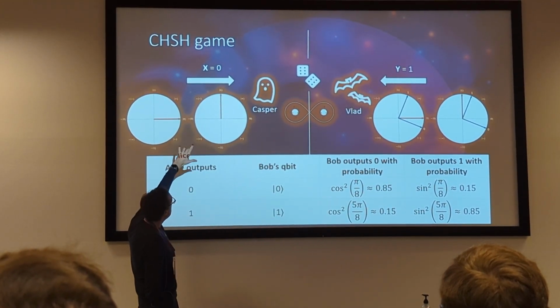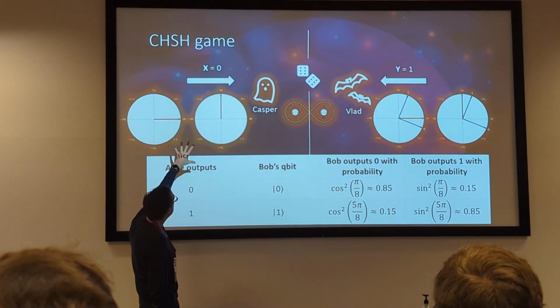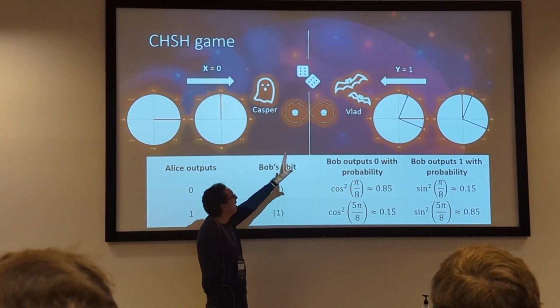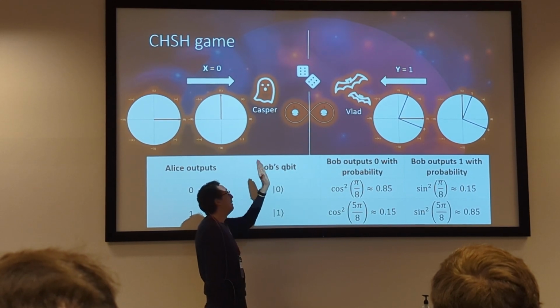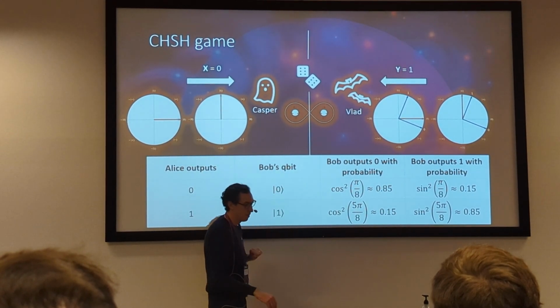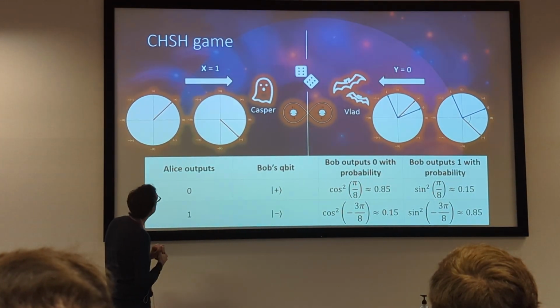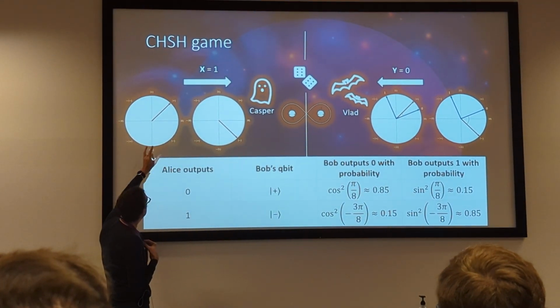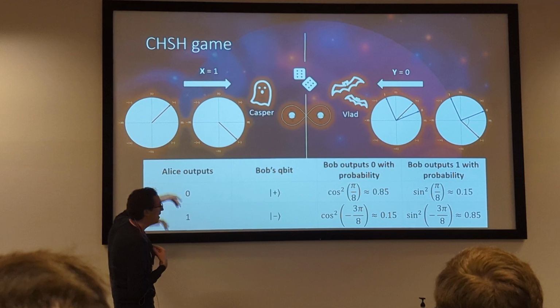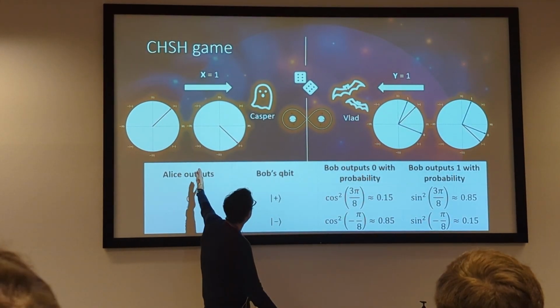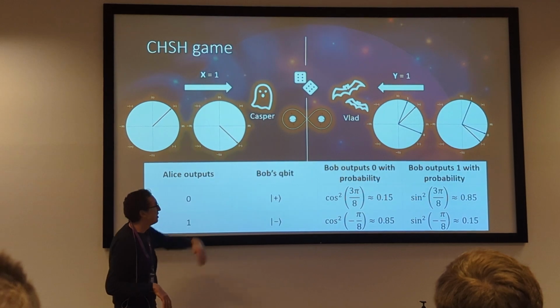The left-hand side is the same. If x stays 0, Casper stays measuring in the computational basis. But when y equals 1, Vlad is now going to measure in the positive π/8 radians. And then the other 2 scenarios, when x equals 1, Casper is going to measure in the sine basis, not the computational basis. And of course, he's going to stay doing that while Vlad measures in the other basis.